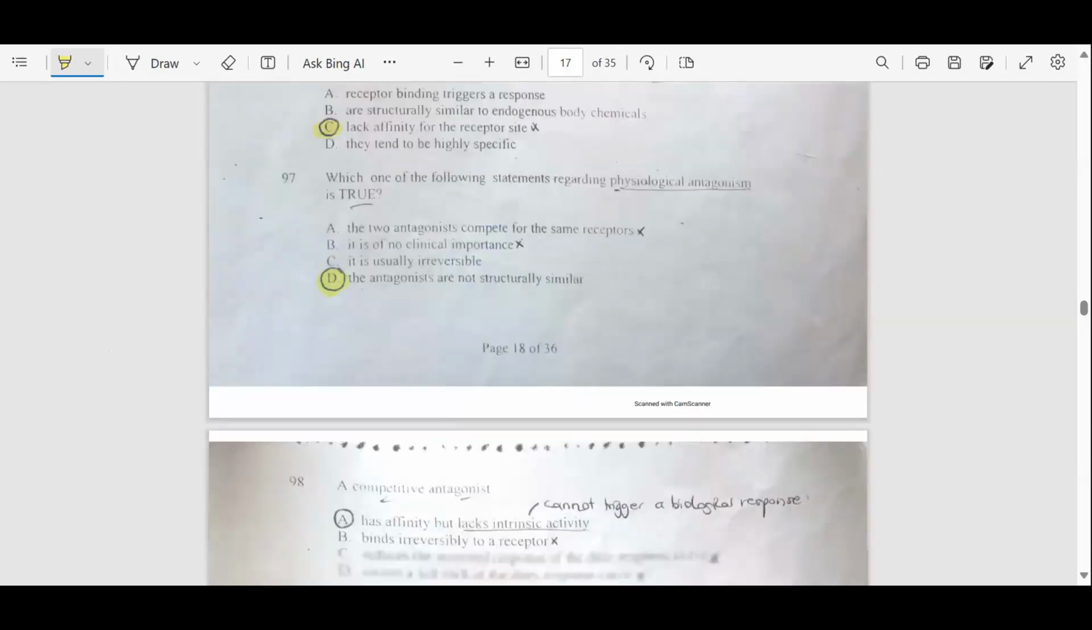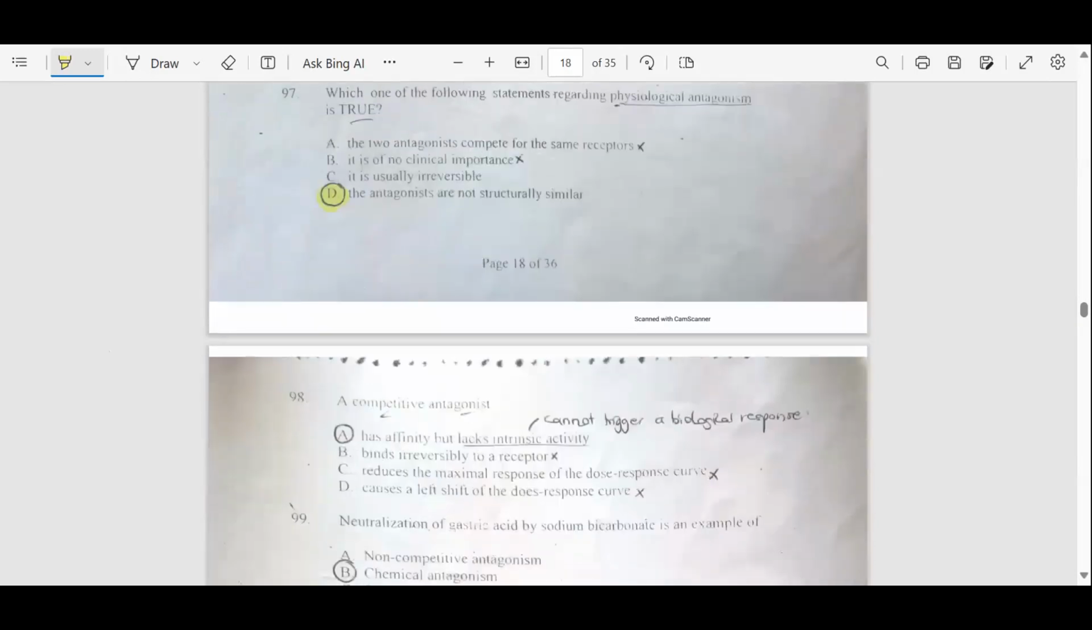Oh, Stanley. Okay. Wanted to add on the physiological antagonist.